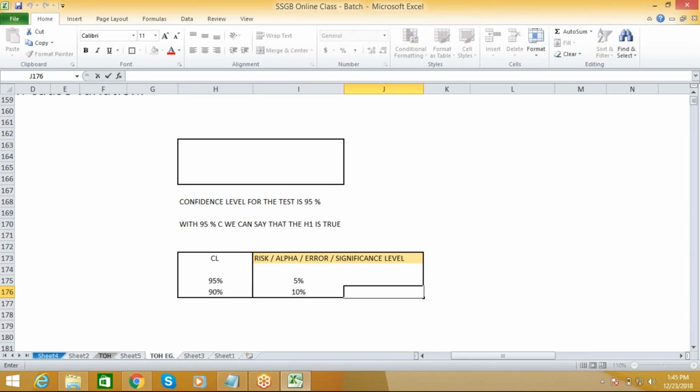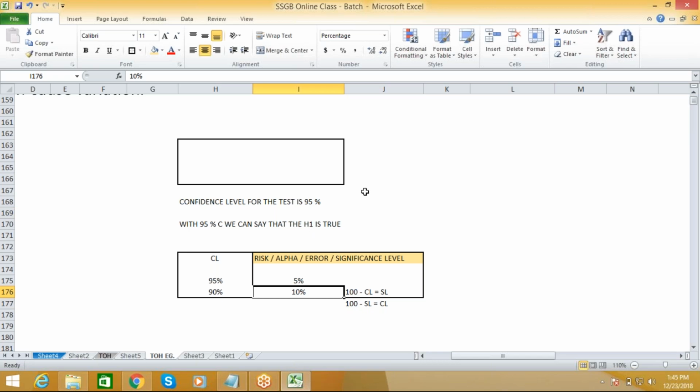It is nothing but 100 minus CL is the significance level. On the other hand, 100 minus the significance level gives you the confidence level. So in the exam, when they give you one of them, you can always calculate the other one. When the confidence level decreases, automatically the risk we are taking increases.